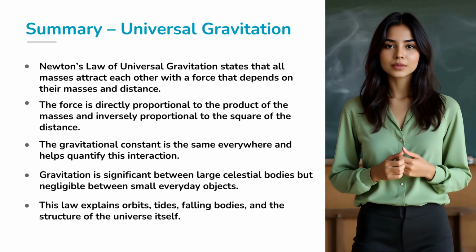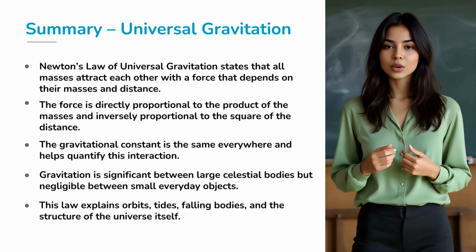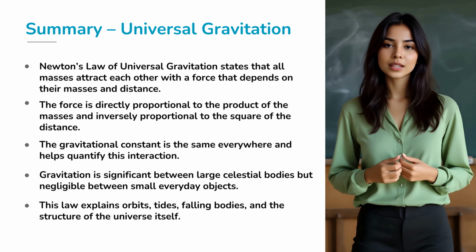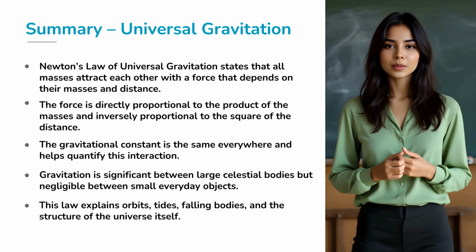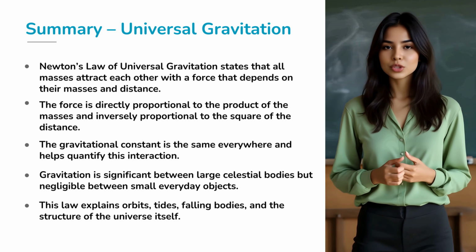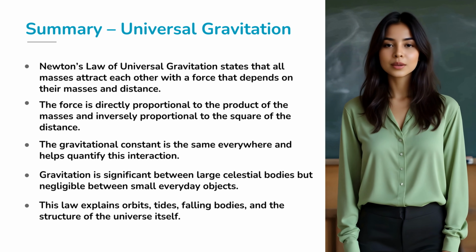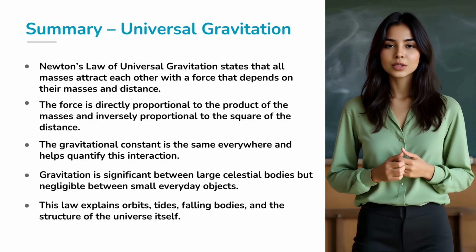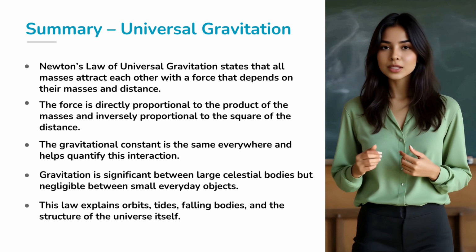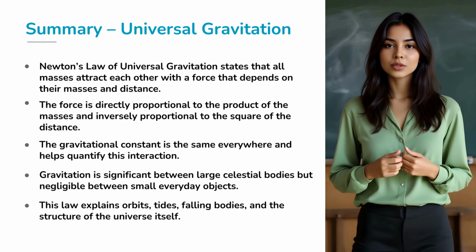Let's wrap it all up. Newton's universal law of gravitation tells us that all objects in the universe attract each other. The force is directly proportional to the product of the masses and inversely proportional to the square of the distance between them. The gravitational constant, G, helps us calculate the force, and its value stays the same everywhere in the universe.